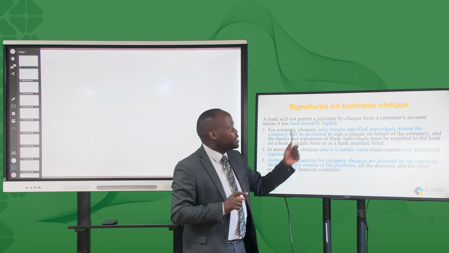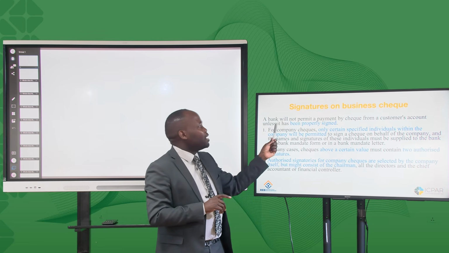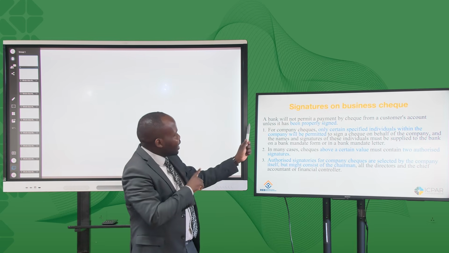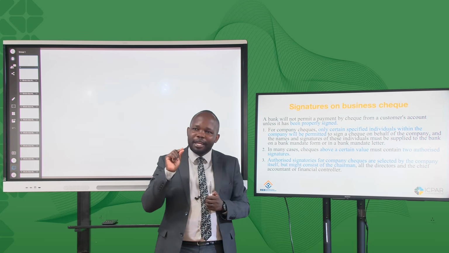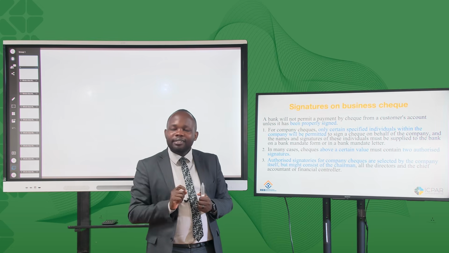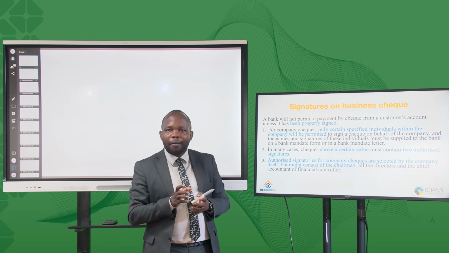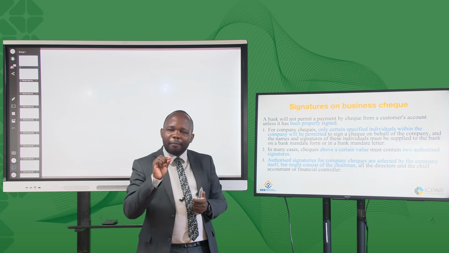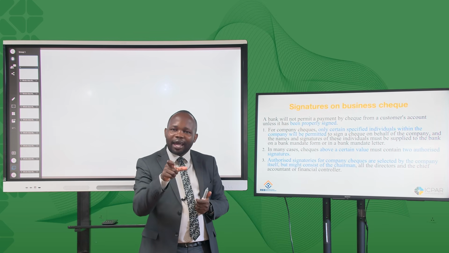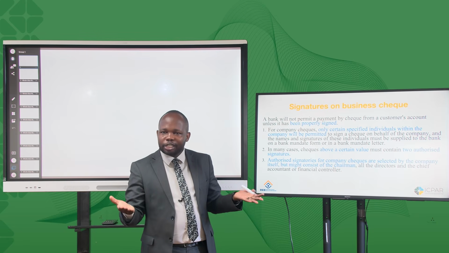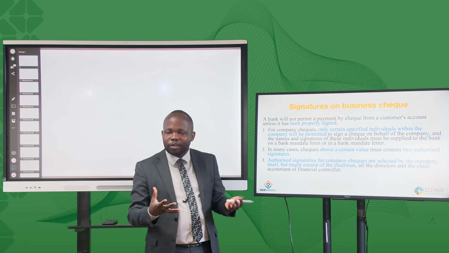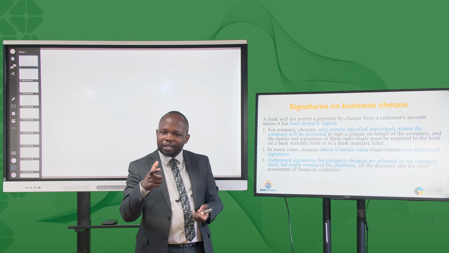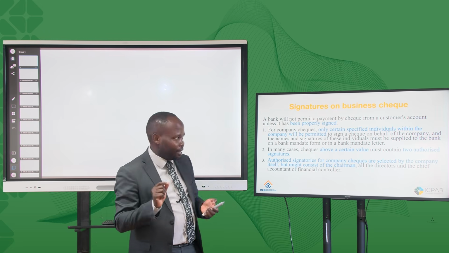Checks must have authorization or approving signatures. So signatures on business checks. A bank will not permit a payment by check from a customer account unless it has been properly signed. Sometimes we can have only one signatory, but for larger payments, we can have 2 or more signatories. So there must be a senior person who can sign the check. This can be the head of finance, or it can even be the chairman of the company, or even the CEO. Every organization has got a protocol on who should be signing the checks.